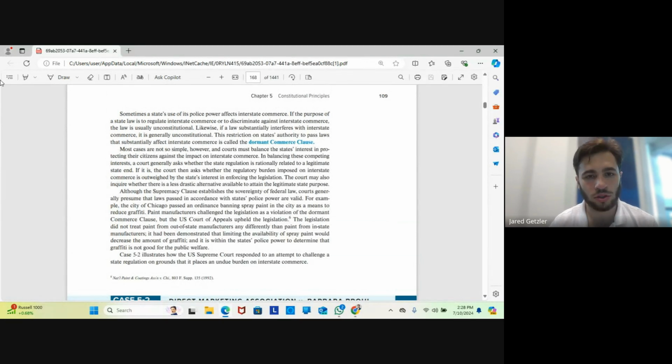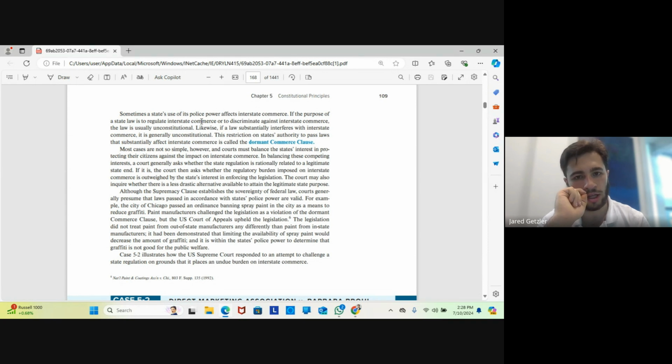So we also have what's called the dormant commerce clause. If a law substantially interferes with interstate commerce, it's going to be unconstitutional. So let's say, for example, the United States sets a law stating that Ohio and Michigan can't trade oil with one another. Now that's going to significantly interfere with interstate commerce. So that law is going to be declared unconstitutional. So that would fall under the dormant commerce clause.